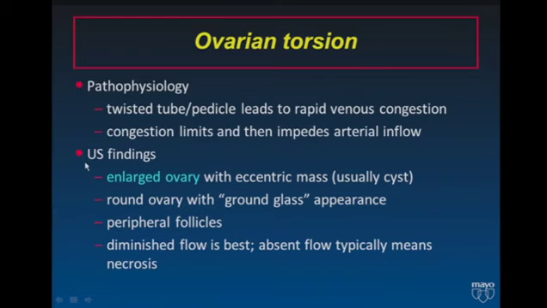So it's no surprise then that on ultrasound we'll always see an enlarged ovary, sometimes with an eccentric mass. It typically has a ground glass type of appearance where follicles have been pushed to the edge by the edema of the stroma. And diminished flow is actually what you'd hope to see if you did an ultrasound, because that means that the ovary is still potentially salvageable.